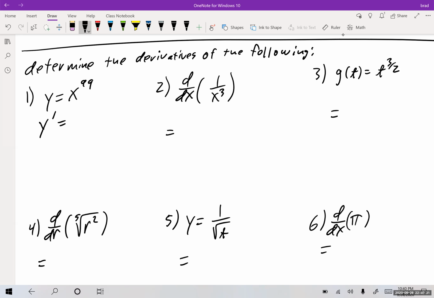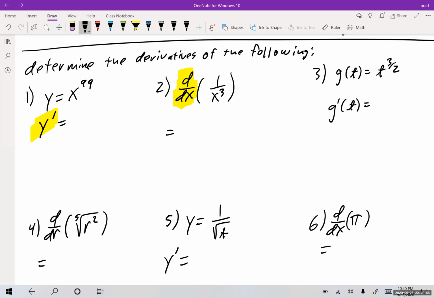So I want to find the derivative of all of these. Remember, this notation is Leibniz notation right here. This is just telling you to find the derivative. Here I'm saying what would y prime be? Here I could say g prime of t equals what? Here again, I could say y prime. Sorry, I forgot to write that on this.